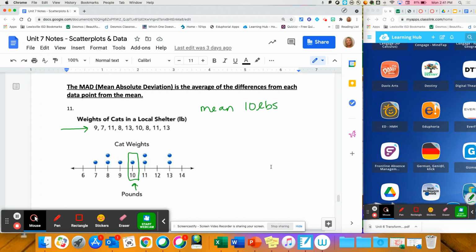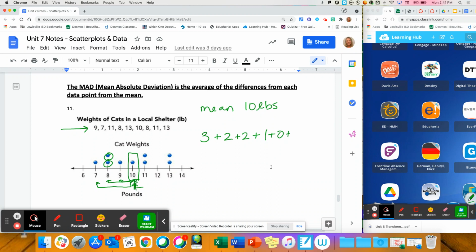Find the difference between 10 and the first point at 7. That would be a difference of 3. Find the difference between 10 and 8, which is 2. Now there are 2 points on 8, so I would do that twice. Find the difference between 10 and 9, which is 1. Now the difference between 10 and 10 is 0.